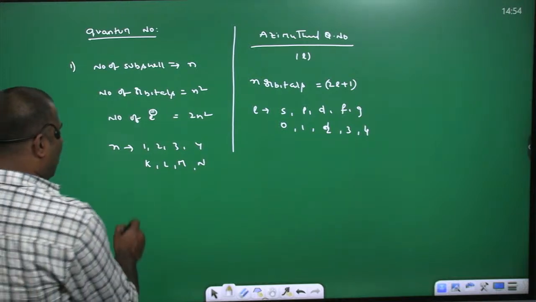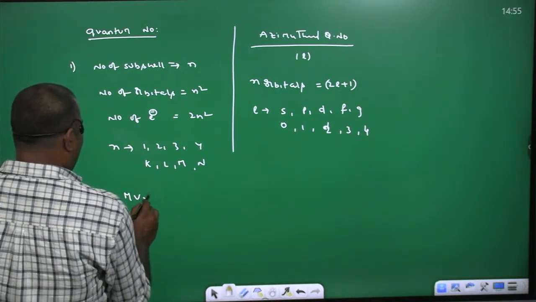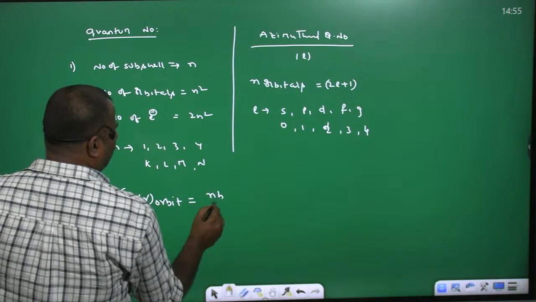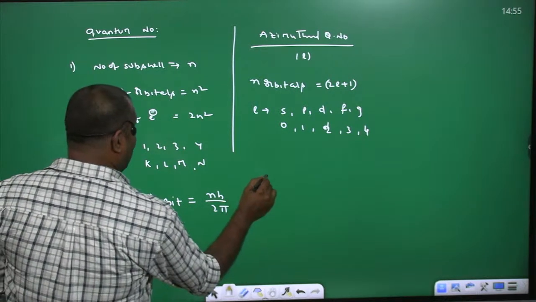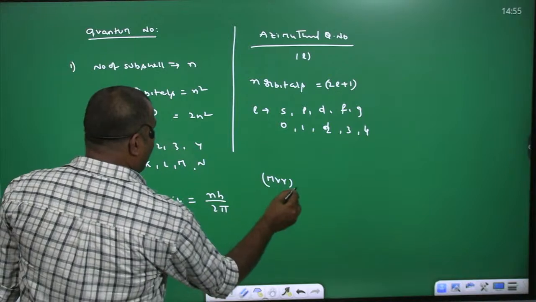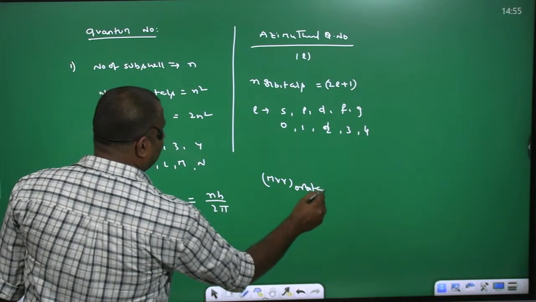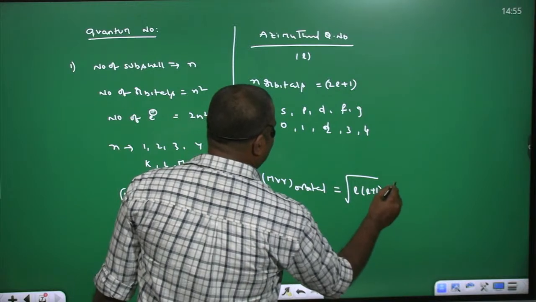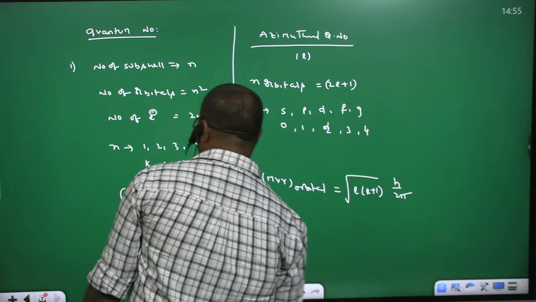The angular momentum of an orbit. Orbit angular momentum formula: nh by 2 pi. Whereas orbital angular momentum is root over l into l plus 1 into h by 2 pi.